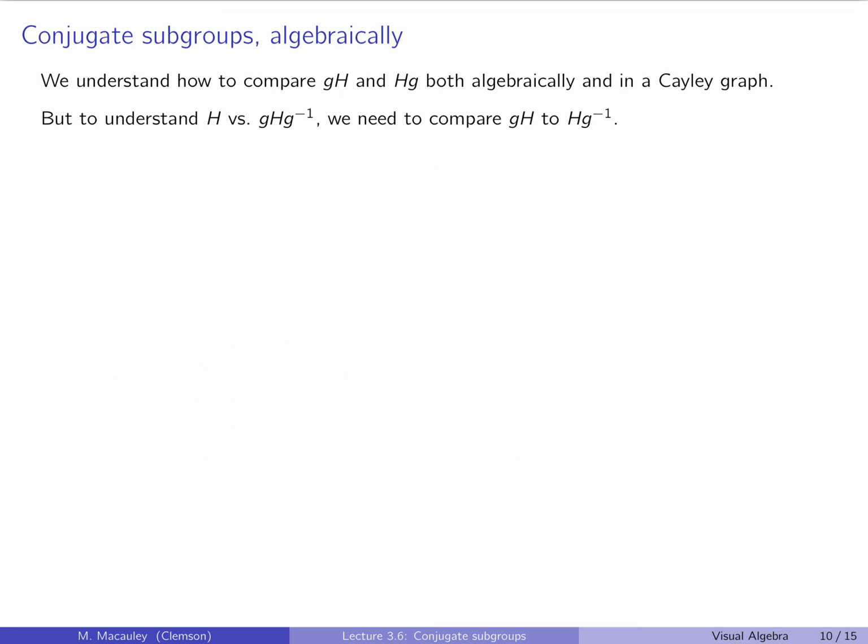Thus far in this chapter, we've come to understand how to compare the left coset gH with the right coset Hg, both algebraically and in a Cayley graph. However, to understand H versus this conjugate subgroup gHg inverse, we need to actually compare 2 different cosets, the left coset gH and the right coset Hg inverse. And maybe you can see why that's reasonable to expect, because you can see gH embedded in here and Hg inverse overlapping as well. But there's more to it than just that.